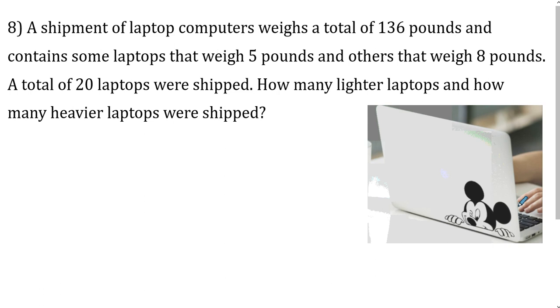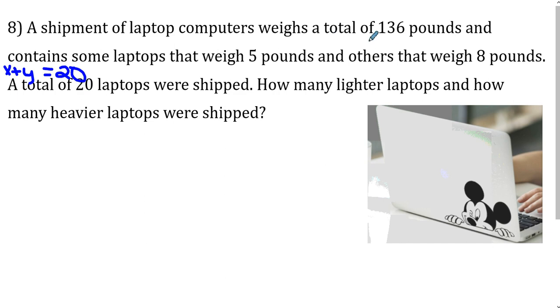Could we start generating some equations then? And we said look for totals, right? So what do we know about totals? We have a total of 20 laptops that were shipped, right? Here's our total. We know something equals 20. Well, what made up that 20 laptops? That was from the 5-pound and the 8-pound, right? So however many 5 pounds, we said X, and however many 8 pounds, Y, gave us a total of 20 that were shipped.